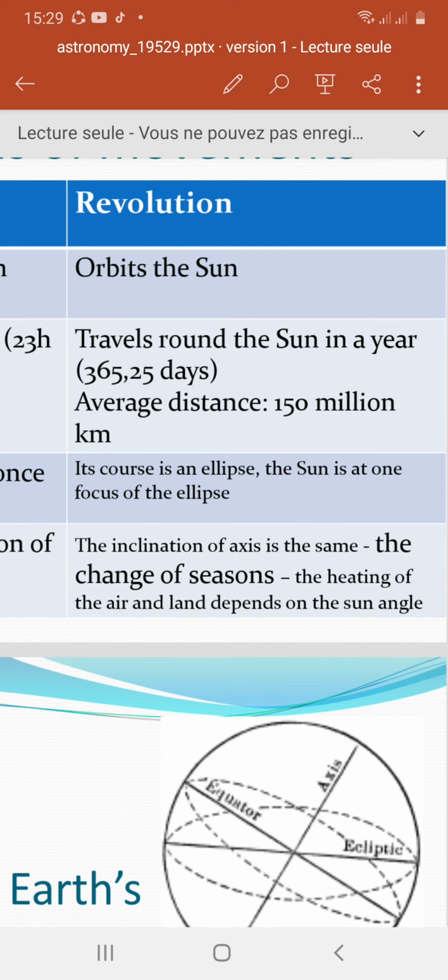Now let's look at the word revolution. Revolution from the verb to revolve. Revolution has another meaning. I guess you know it, especially in French.